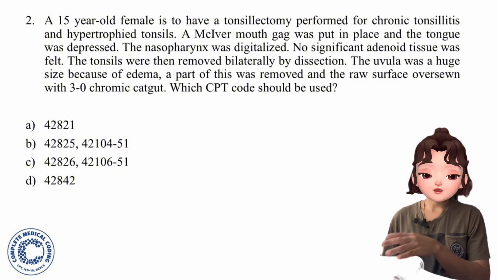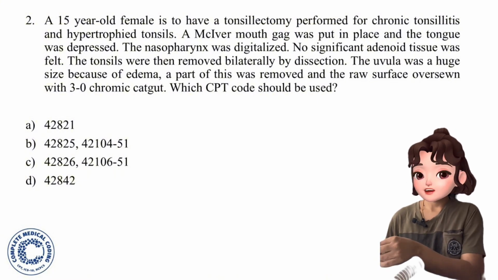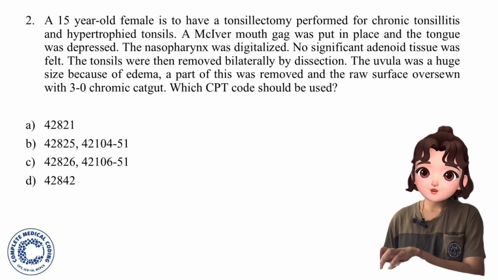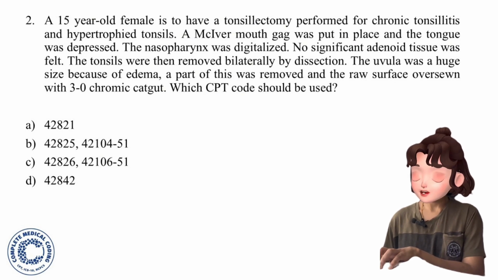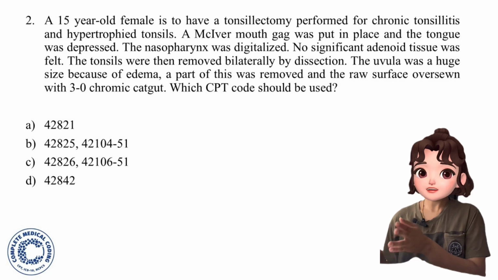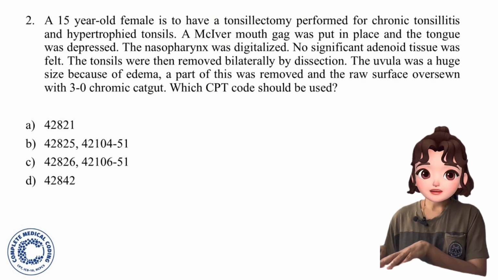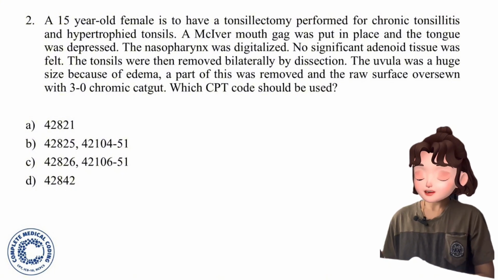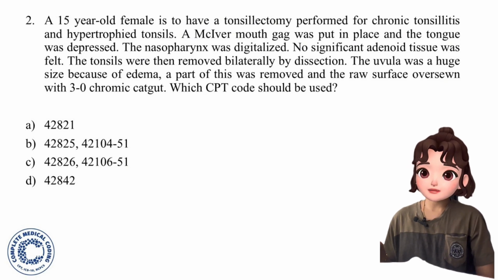Go to the first option, the first CPT code, 42821. Check what is 42821. Tonsillectomy and adenoidectomy, age 12 or over. Yeah, this is tonsillectomy, age 12 or over. This is age 15. Anyway, let's look into the other CPT codes as well. Keep it over there. What is the second one? 42825. Tonsillectomy, primary or secondary, younger than age 12. No, this is not younger. This is older than 12.